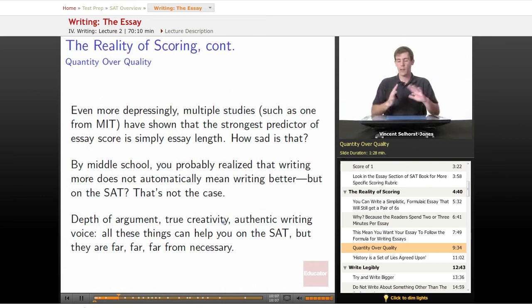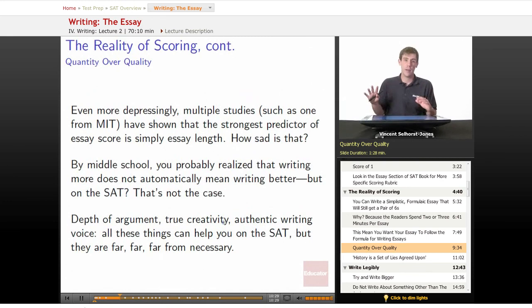And that's good writing. By middle school, I'm sure you realize that writing a lot of words did not make your essay good, did not make your writing better. On the SAT, though, that's not the case. So depth of argument, true, deep creativity, authentic writing voice, these are the things that make fantastic essays, fantastic works of writing, but on the SAT, they're not necessary.